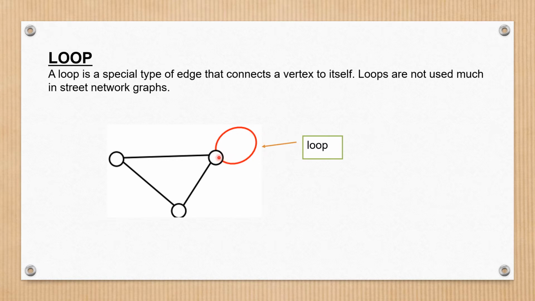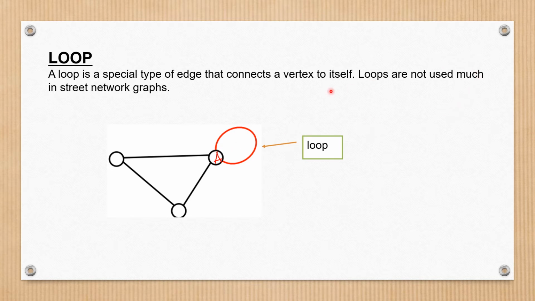Let's say this one is a vertex. We will name this vertex as vertex A. So vertex A is connected to itself. Let's say you started at A, then you walk around using this edge, and then you will go back to vertex A. So that is a loop.